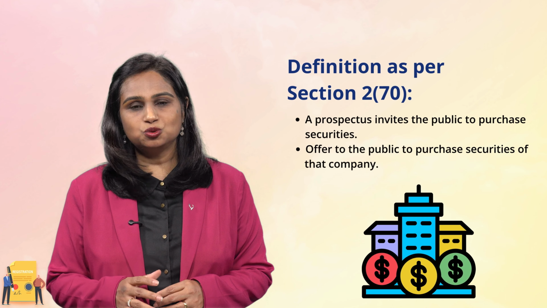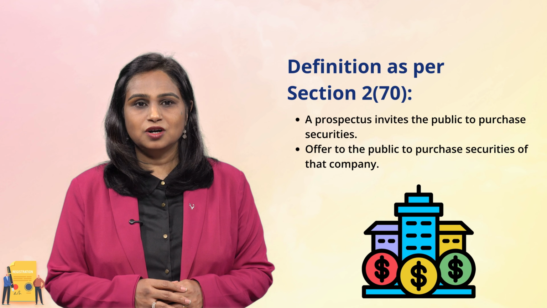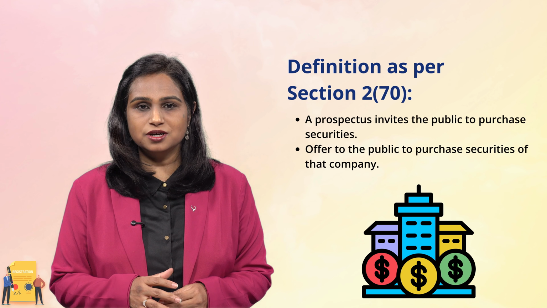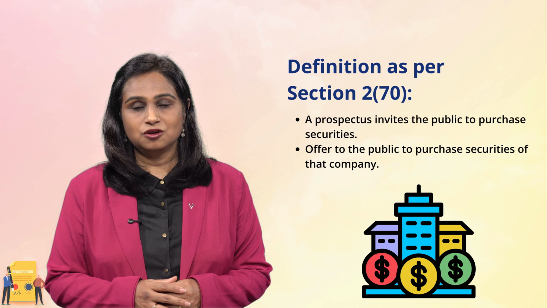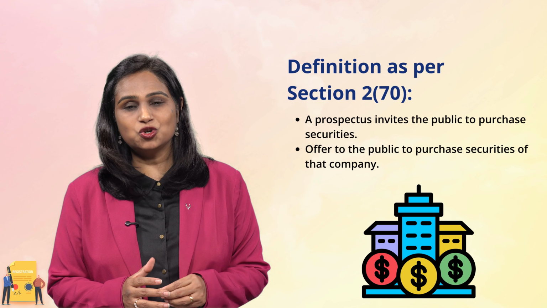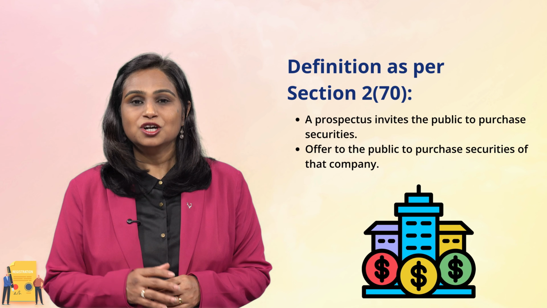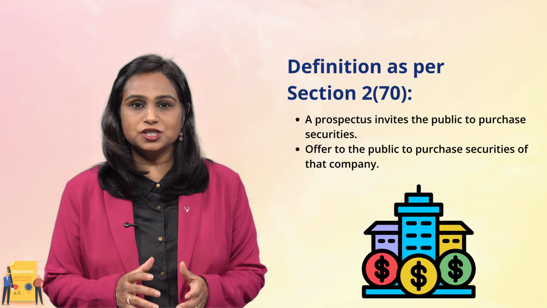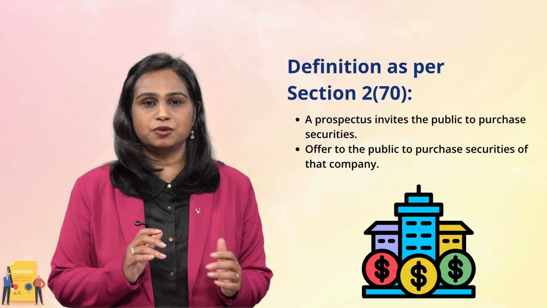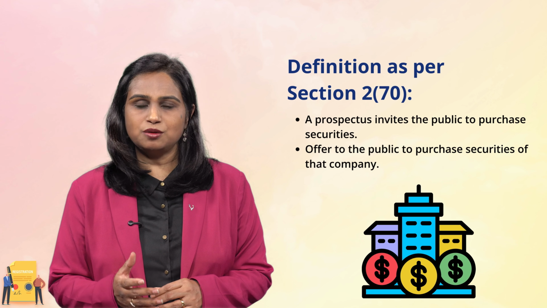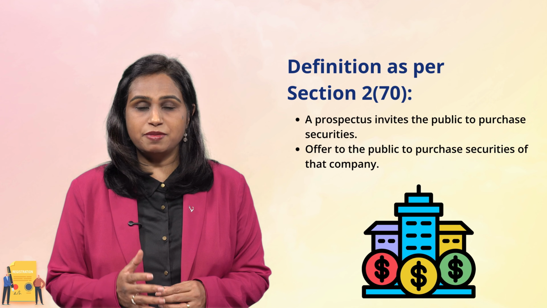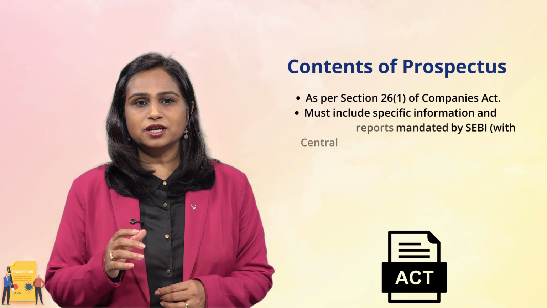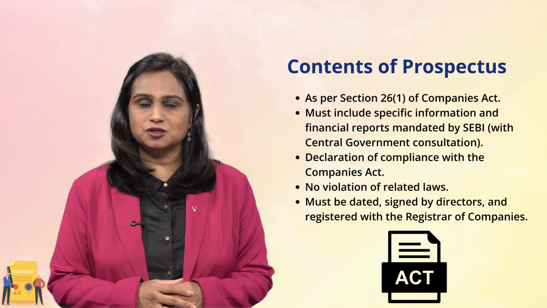According to section 2 subsection 70, a prospectus is any document described or issued as a prospectus, which can include any circular or advertisement through which a company makes an offer to the public to purchase securities of that company. Security can be a share, bond, debenture, stock, or a derivative. Let us look at the contents of the prospectus.